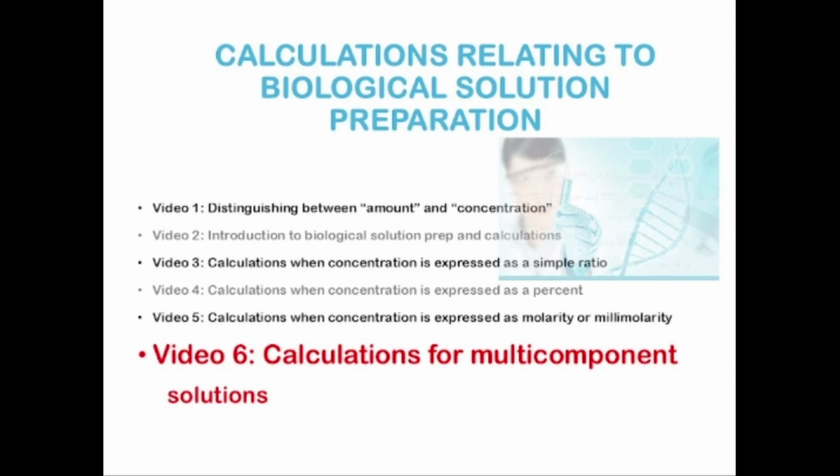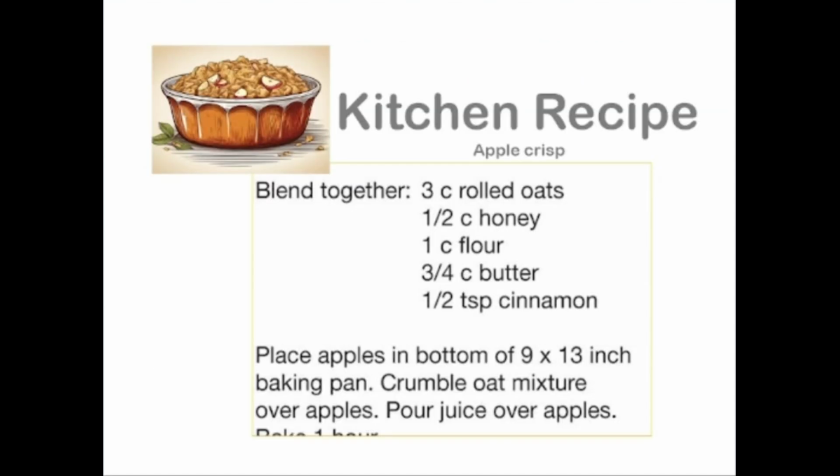But first we're going to take a quick stop in the kitchen, and we're going to make some apple crisp. So this is a very typical recipe, and you can notice that it has some components. The components of the recipe are the components of apple crisp: rolled oats, honey, flour, butter, cinnamon. And the other thing right here is that this recipe tells us how much of each we need. So we need 3 cups of rolled oats, a half a cup of honey, a cup of flour, and so on.